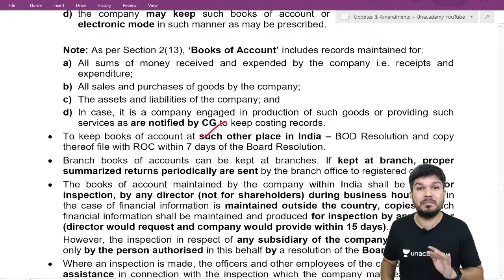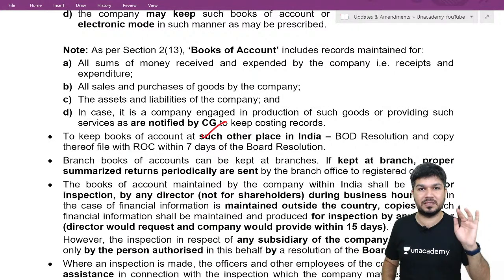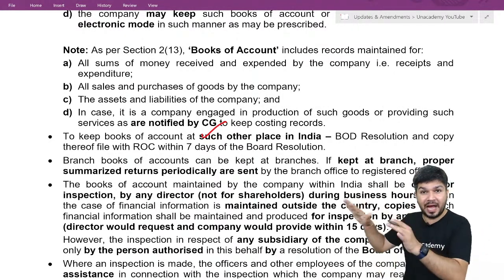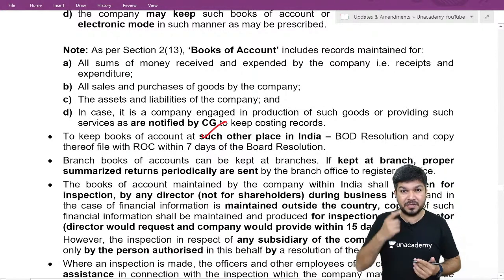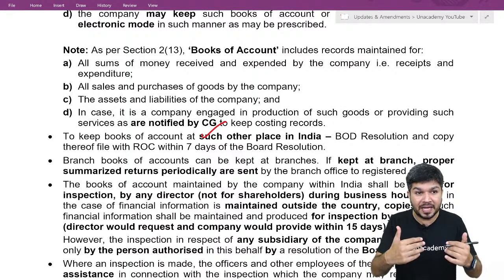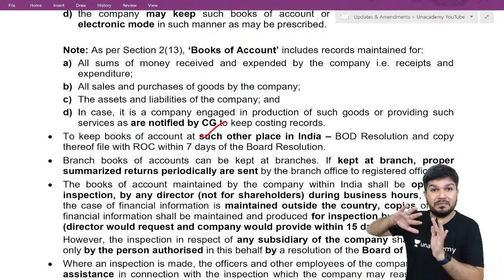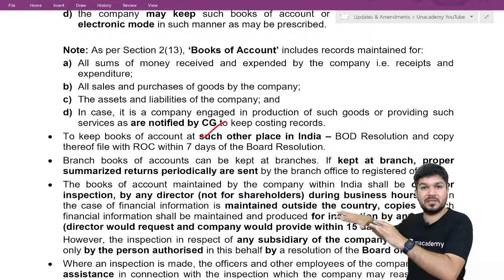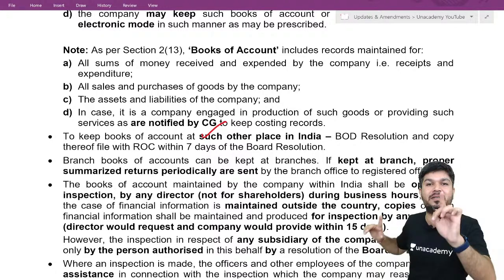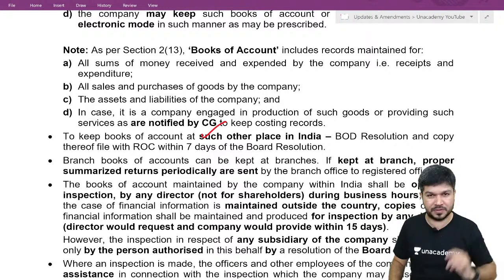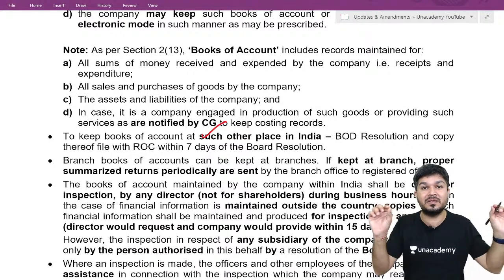Now, sir, branch books, can I keep them at the branch? Answer is yes. Branch books can be kept at branches. But if you are keeping branch books at the branch, a summarized return periodically every 3 months will be sent from the branch to the registered office where the main books are kept. So branch books can be kept at the registered office and also at the branch. If kept at the branch, a summarized return should be sent to the registered office. So at the registered office, either the full books or always the summarized return is available.